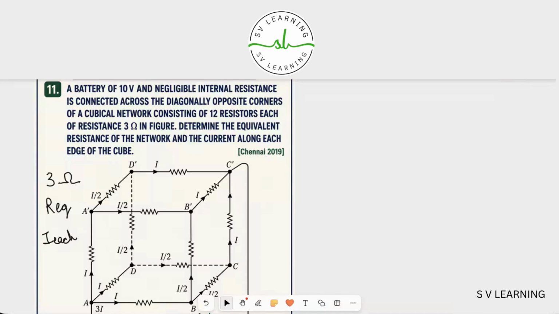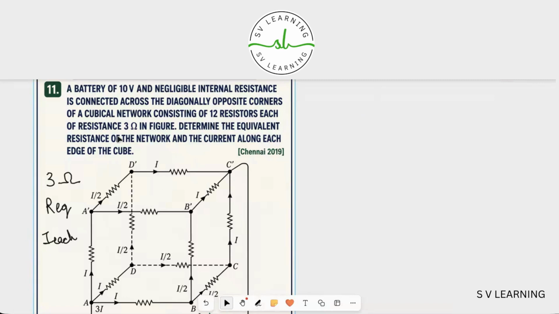Hello, children. So let's just try to solve this symmetry problem. This question is very popularly known as the resistor cube problem. So let's try to do this resistor cube problem.